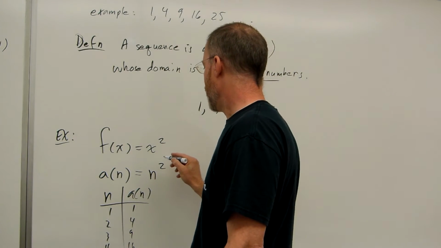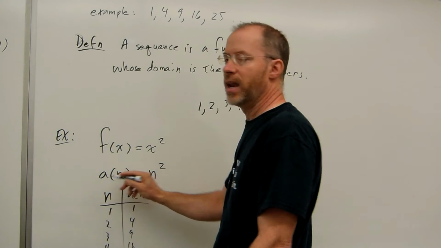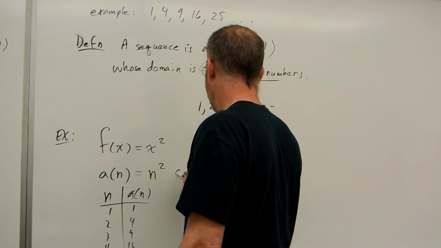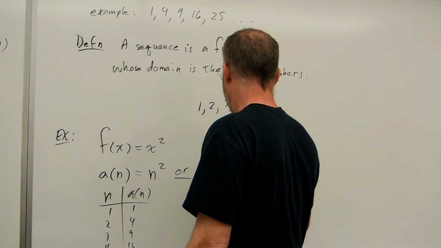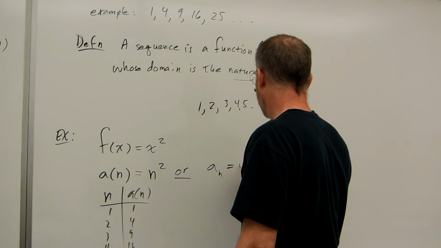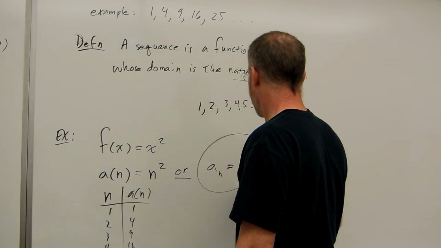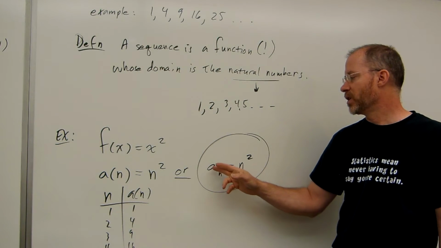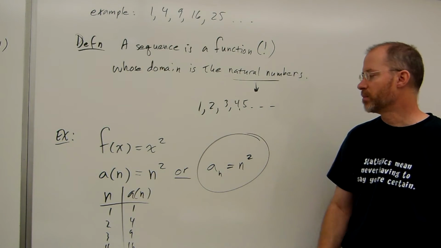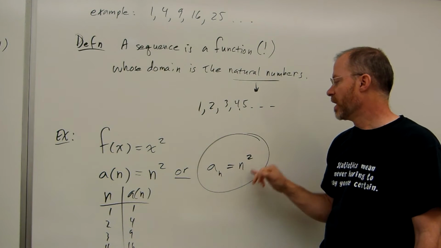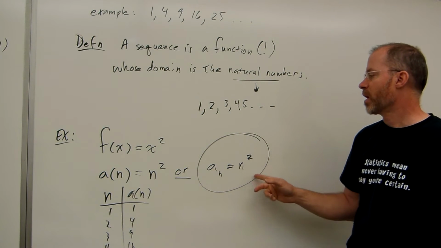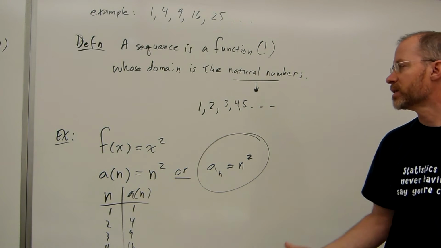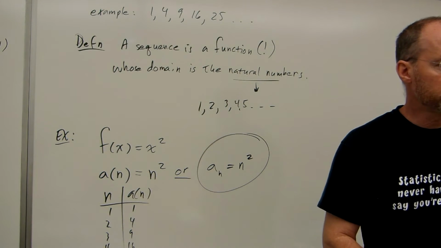Also, instead of writing a of n in standard function notation, we tend to shift our notation just a little bit and write a sequence, instead of with the of x or of n notation, a sub n, making the n a subscript. And then we think of this as defining the nth term. Well, the nth term is n squared, so the third term is 3 squared, the ninth term is 9 squared. There's your sequence, okay?